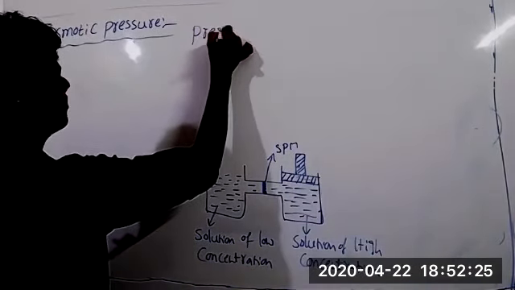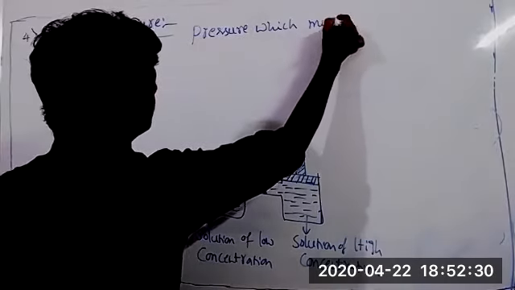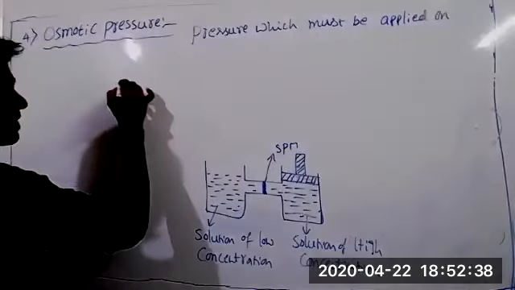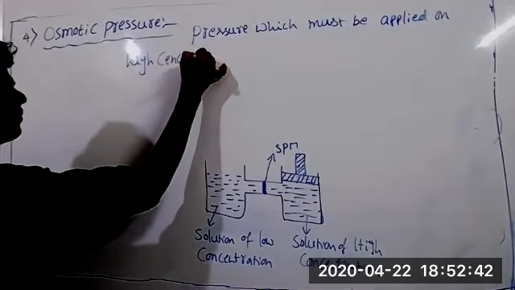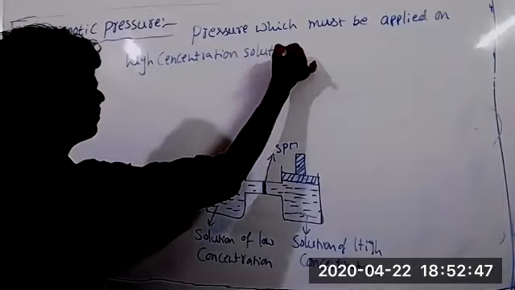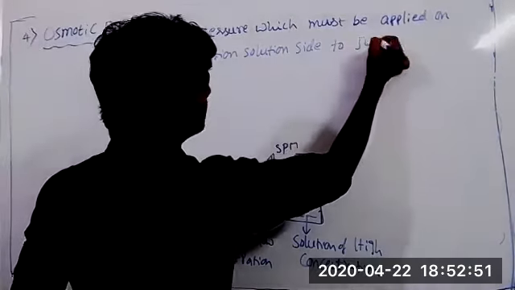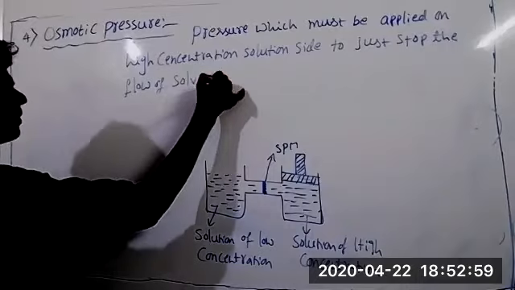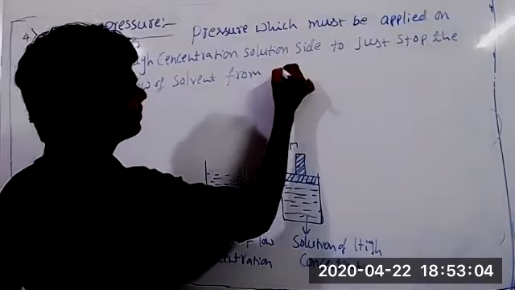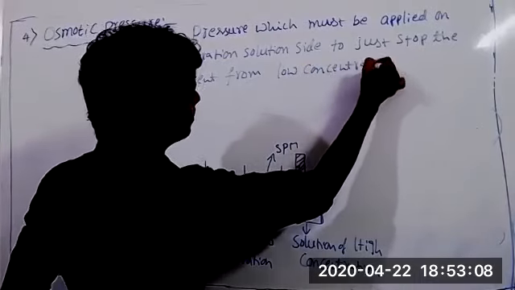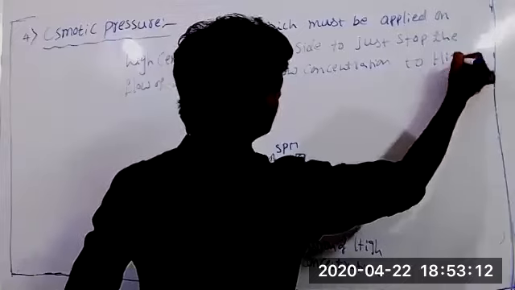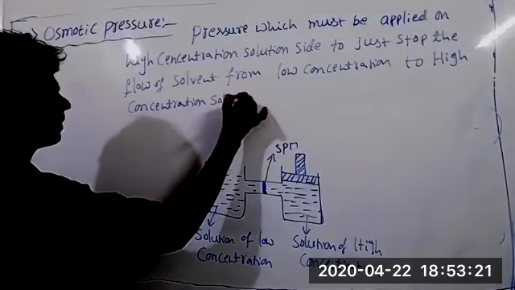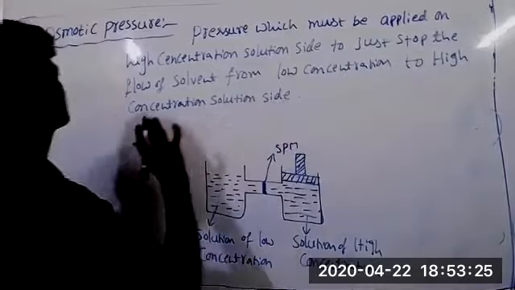Pressure which must be applied on the high concentration solution side to just stop the flow of solvent from low concentration to high concentration, to the high concentration solution side. That's called osmotic pressure.